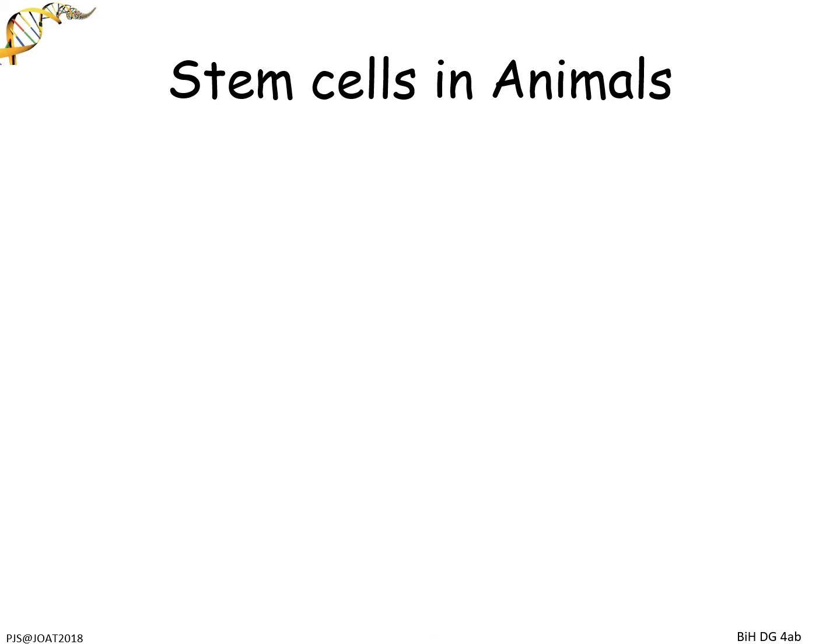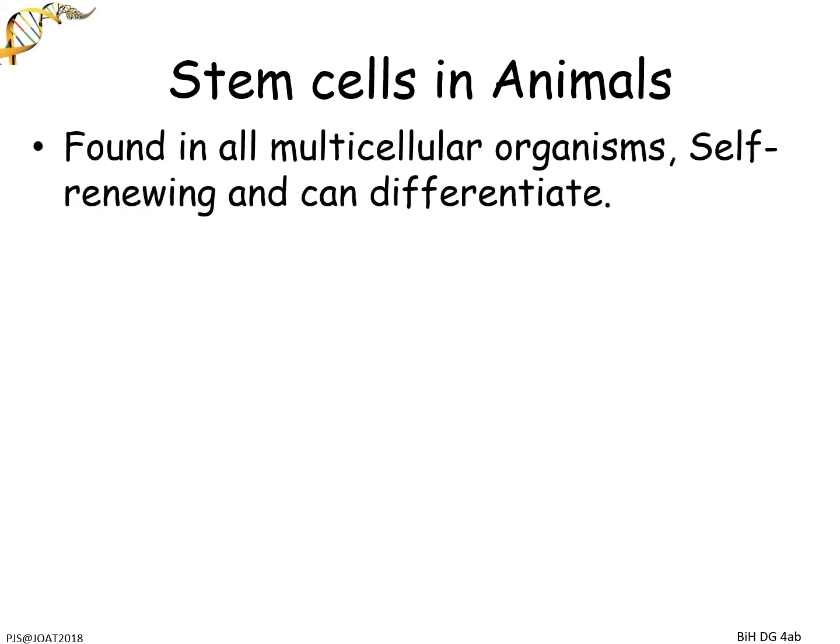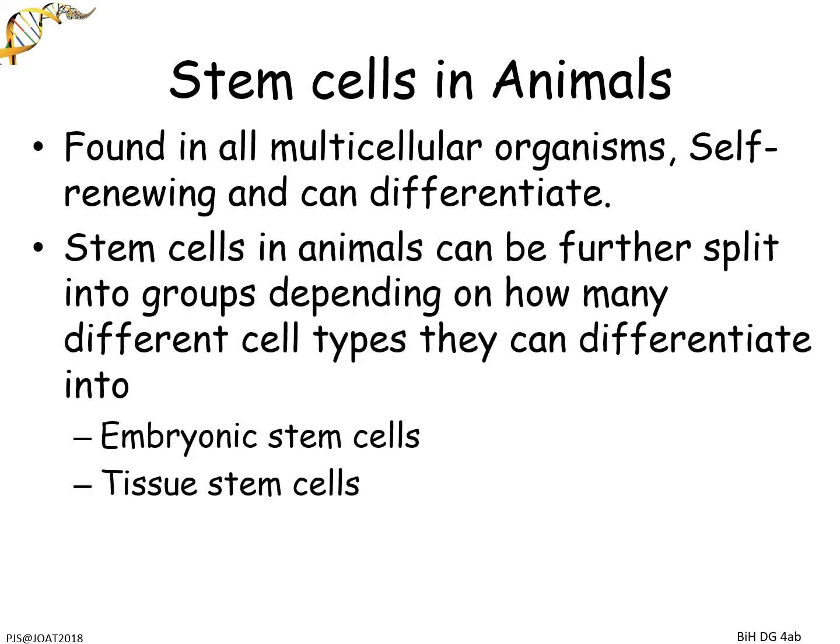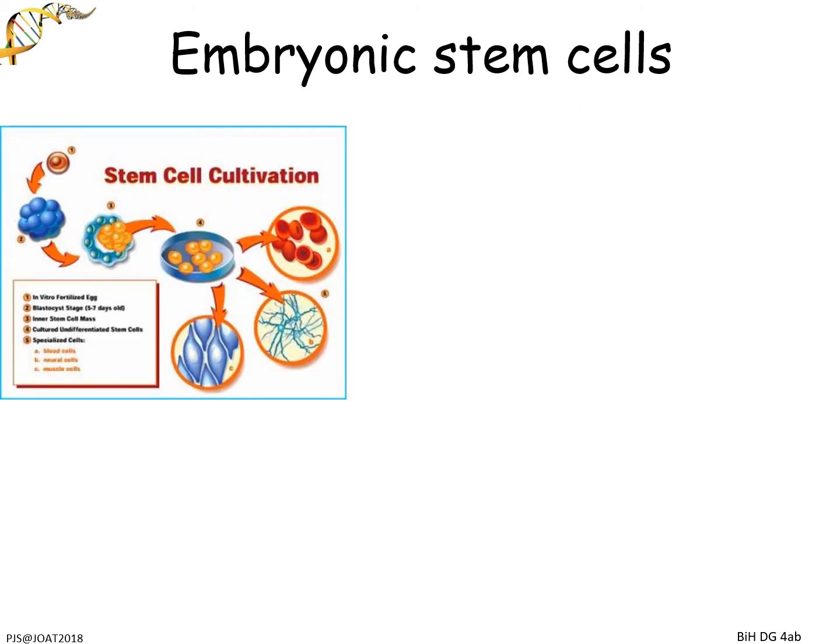Okay, so your stem cells are in animals. And what we're looking at here is, again, cells that can either self-renew and can differentiate. So there are two options. But we also look at stem cells and we see how many different things they can actually differentiate into. And that splits them into embryonic stem cells and tissue stem cells. Your embryonic stem cells can actually be split two ways as well.